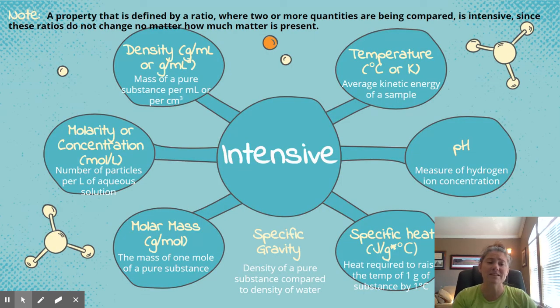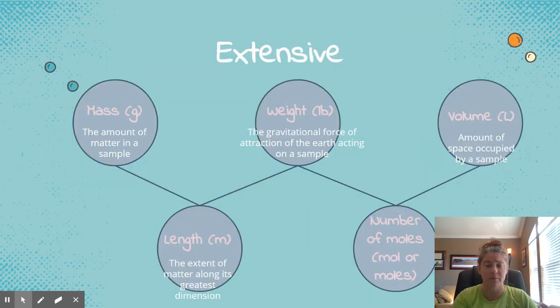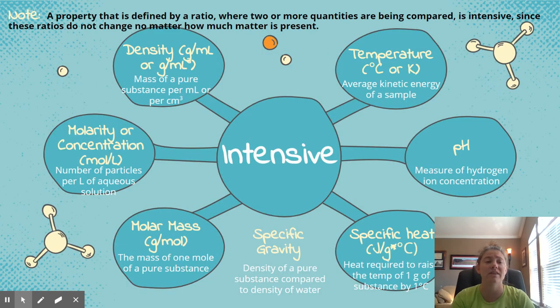So I want to come back to the intensive properties now that I've introduced extensive properties, and talk about this note at the top that says a property that is defined by a ratio where 2 or more quantities. That means I'm taking 2 extensive physical properties and comparing them in a ratio, which means I'm dividing them, is intensive, since these ratios do not change no matter how much matter is present.